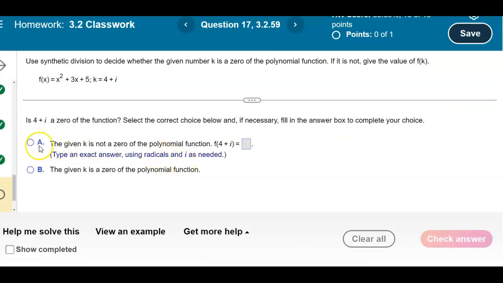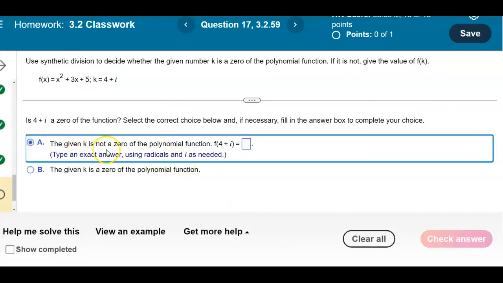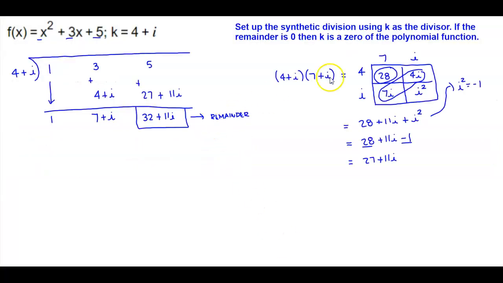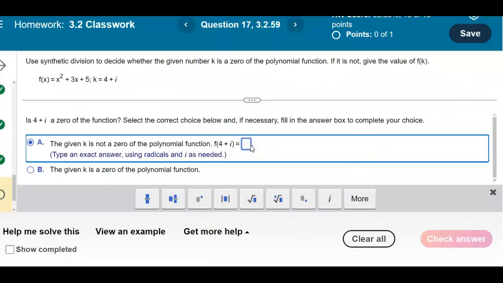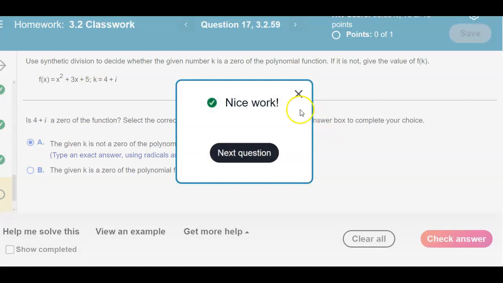So that means the given k is not a zero of the polynomial function, because if we find f of 4 plus i, that gives us a remainder of 32 plus 11i. And so the answer is 32 plus 11i, and there is our answer.